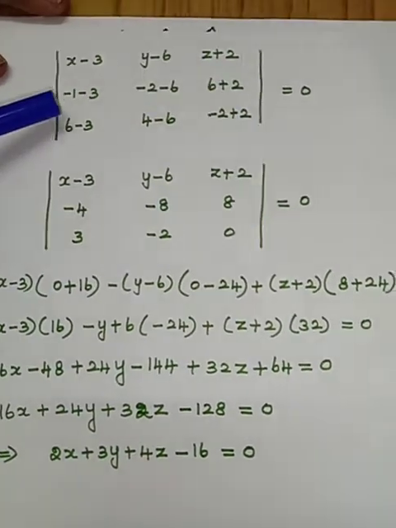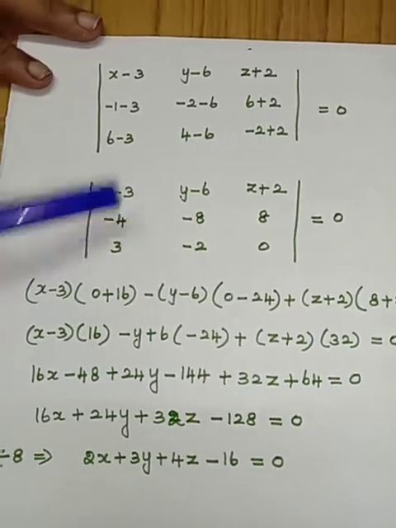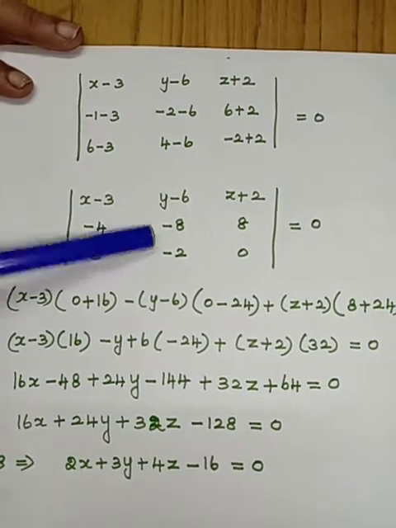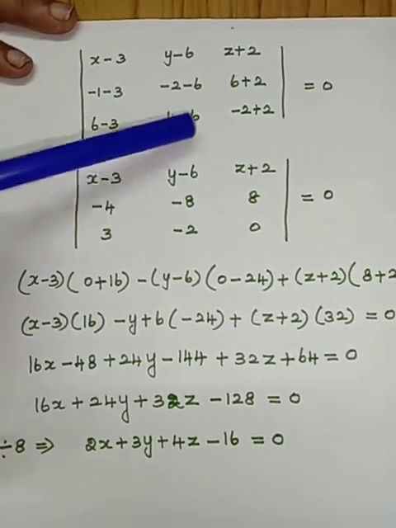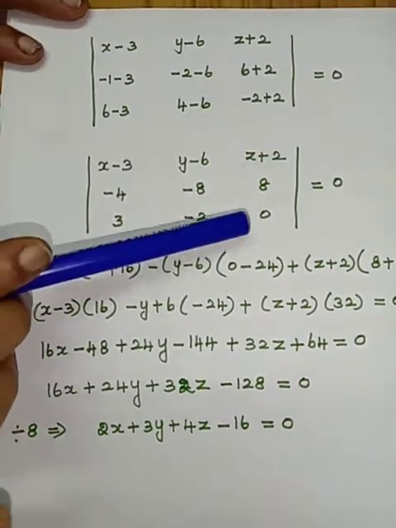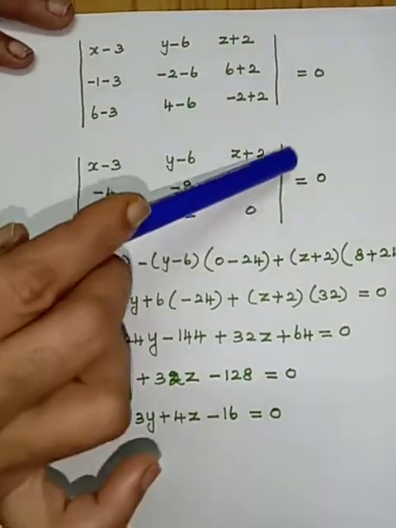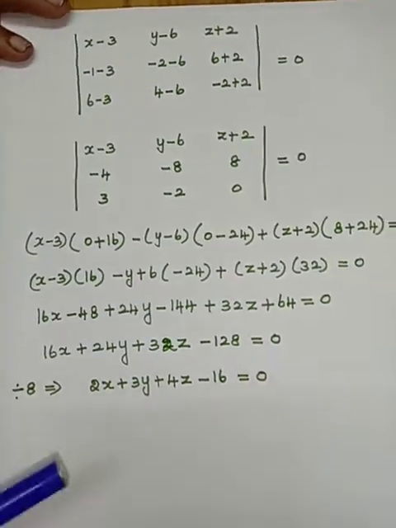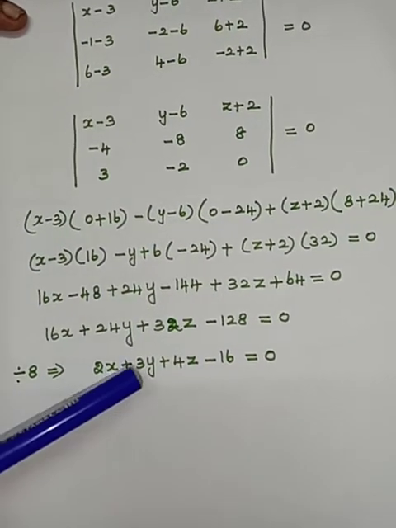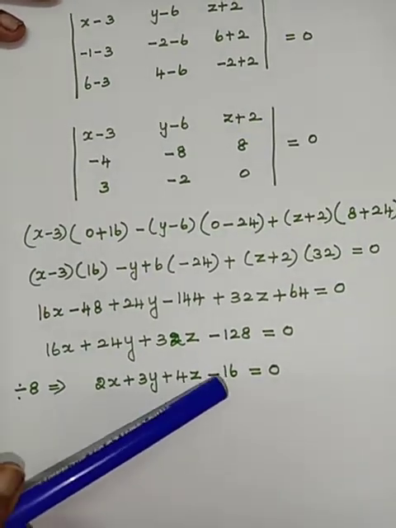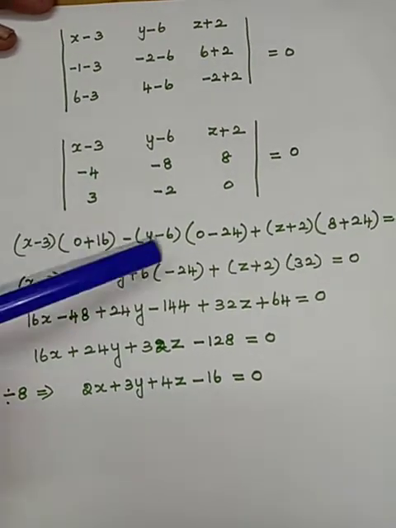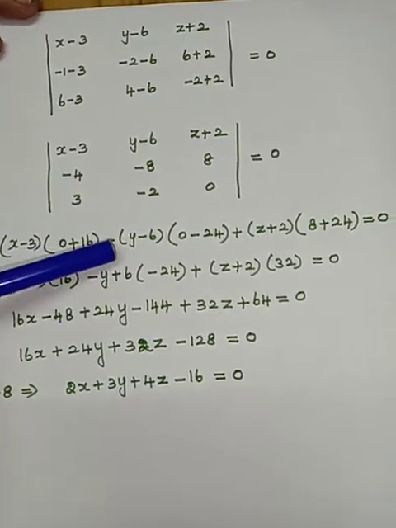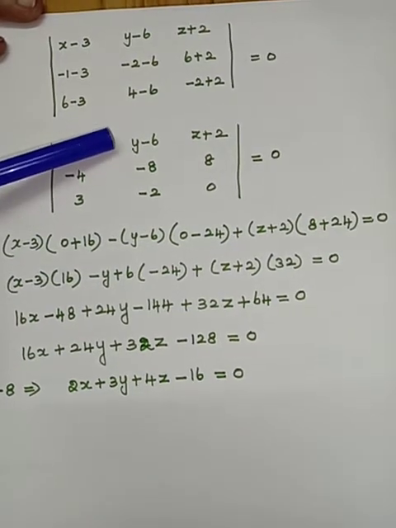So when you simplify, minus 1 minus 3 is minus 4, minus 2 minus 6 is minus 8, 6 plus 2 is 8, 6 minus 3 is 3, 4 minus 6 is minus 2, minus 2 plus 2 is 0. So you have to expand by R1, you will get the answer as 2x plus 3y plus 4z minus 16 is equal to 0. While expanding by R1, the second term is very important. You have to change the sign.